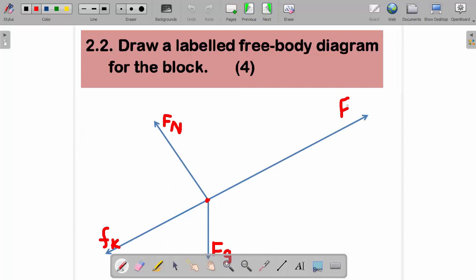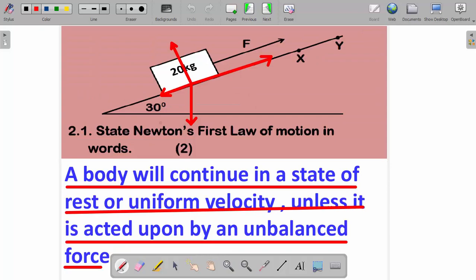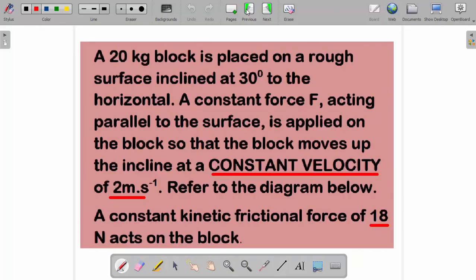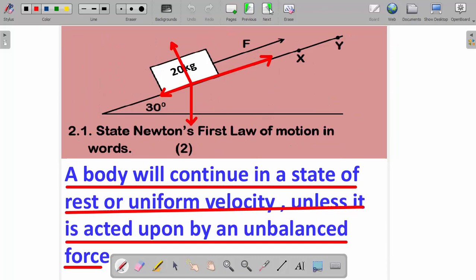Now this force which is pulling the block is being opposed by the frictional force and the Fg parallel. They want us to calculate it. And remember that the block is moving with a constant velocity of 2 meters per second, and the velocity is constant there. And the frictional force is 18 newtons. So they want us to get the force which is pulling the block at a constant velocity.